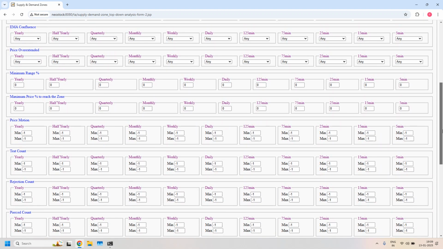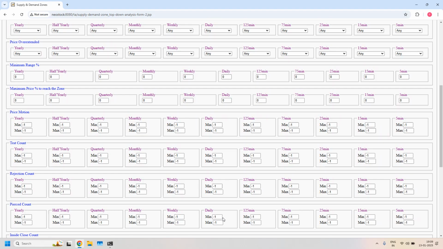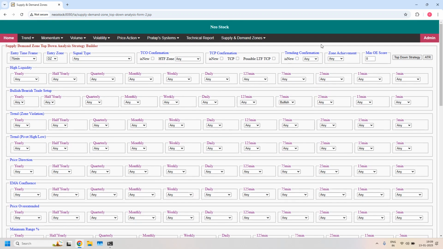So in the pierced count, at 75 minutes time frame, I am setting minimum value 0, maximum value 0. Zone achievement violated opposing zone, minimum odd enhancer score 12. All three filters are applied to the 75 minutes demand zone. Now let's filter the stocks.